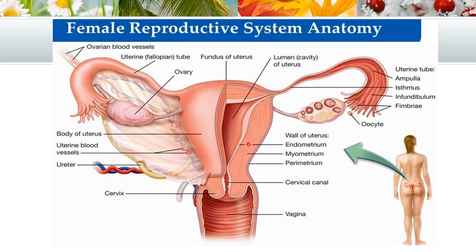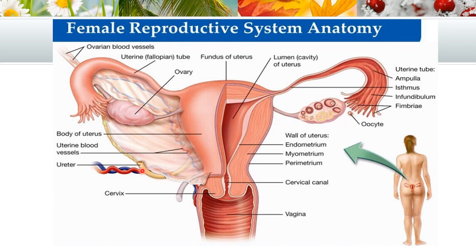The wall of the uterus is thick, and from inside to outside it has three layers. This is the inner layer, which is called the endometrium, and this is the layer which undergoes the cyclic changes in each menstrual cycle. Then is the thick layer. This is the myometrium, and it is composed of the smooth muscle cells. The outer layer is perimetrium, and it is covered by the peritoneum.